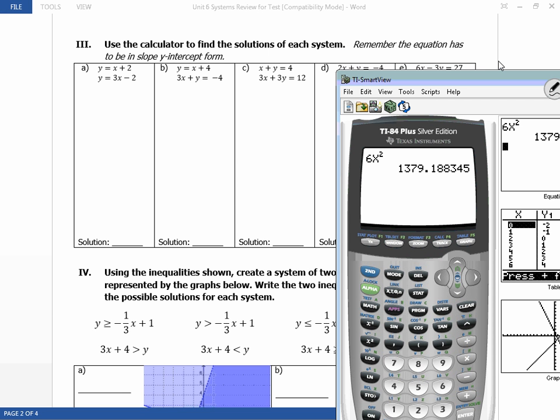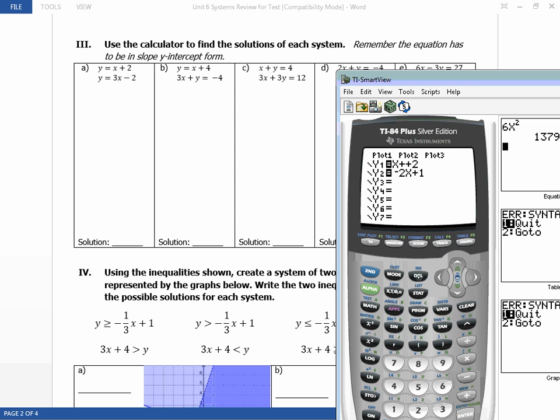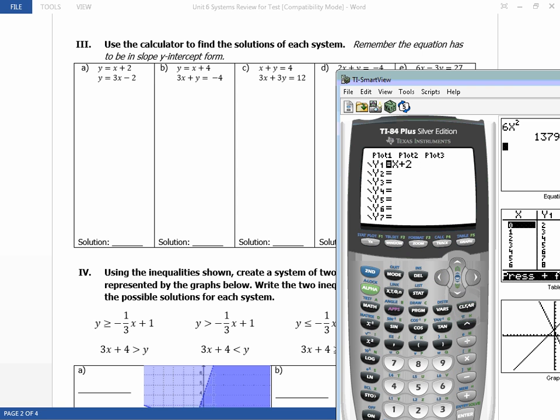All right, so you want to do this in the calculator by using, so I put in the first equation, y equals x plus 2. And then I put in the second equation, 3x minus 2. And then I graph them. And there are the two equations. Then we go to second, calc, intersect.